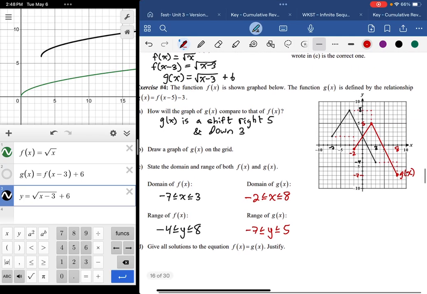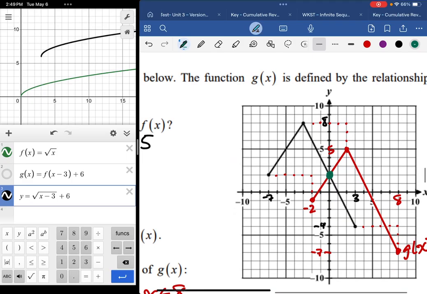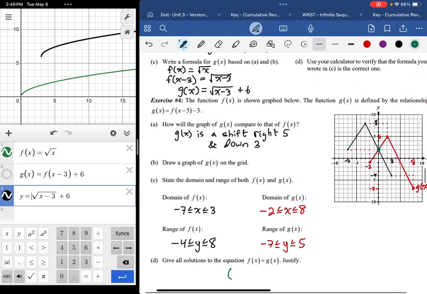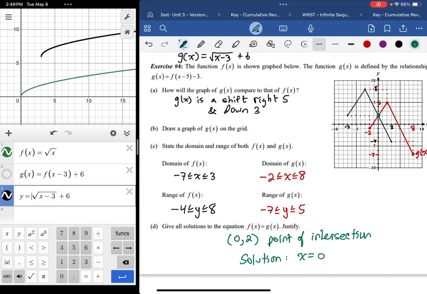And they say give all the solutions. Solutions would be where they intersect. Looks like it only happens at this one location along the domain. So that would be at 0, 2. And actually, just to put it the way they would want it, the solutions they're looking for would be the x values. 0, 2 is the point of intersection. So the solution would be when x is equal to 0. That's when they cross.